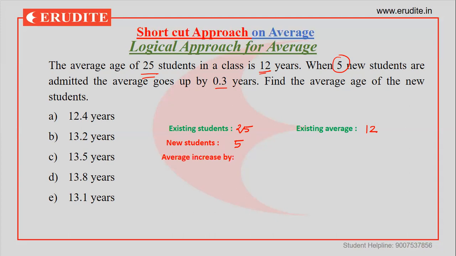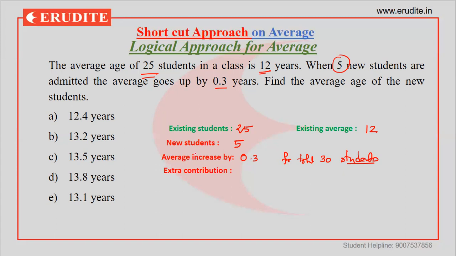So what happened? Average increased by how much has it mentioned? 0.3. But this 0.3, it has increased for how many students? For a total of 30 students. It is going up, so they are contributing how much extra? If the 5 new students come with their average of 12, then there would be no extra contribution. But here some extra contribution is happening, and that is happening for all 30 students. So what is that extra contribution?